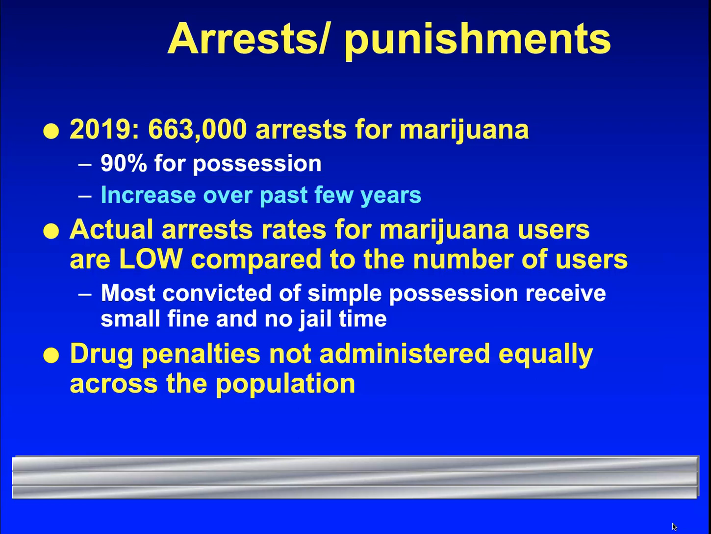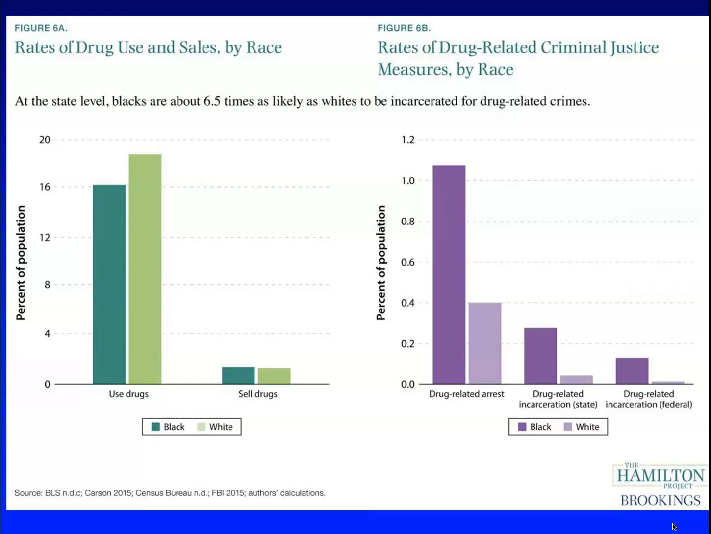But these drug penalties are not administered equally across the population. And this really started under Reagan. The incarceration of minorities just began to skyrocket. And drug laws are racially motivated. They just are. Look at these numbers. All right, this is drug use. Percentage of the population that admits to using drugs. Whites more than blacks.